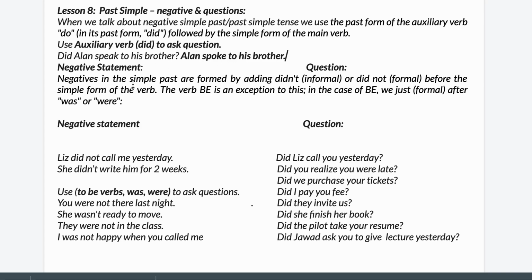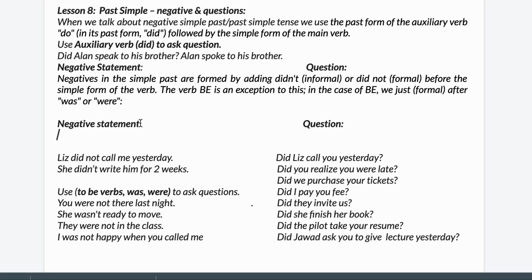Now, negatives in the simple past are formed by adding didn't, which is informal, or did not, which is formal, before the simple form of the verb. The verb be is an exception to this. In the case of be, for I, we use was. For the second person singular, we use was. And for we, they, first person plural, second person plural and third person plural, we use were. I believe we have this example. We don't need more, but anyway, let's go to the examples.